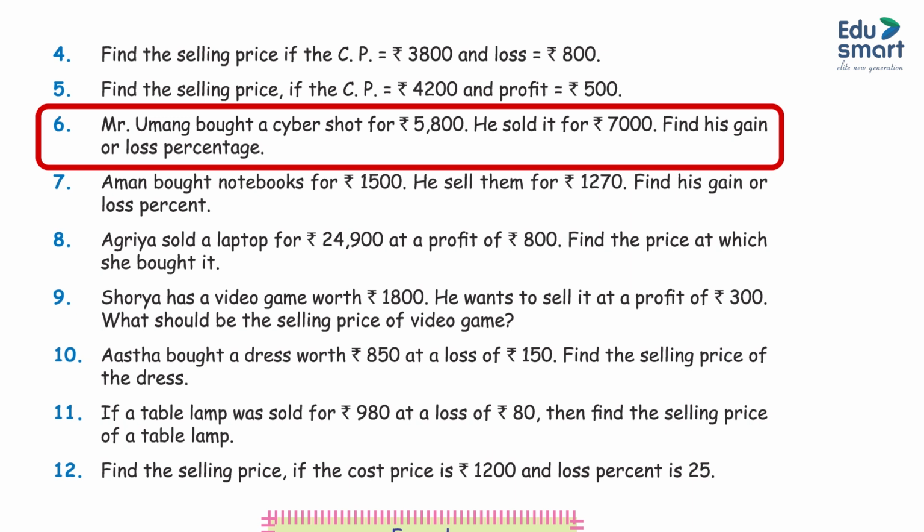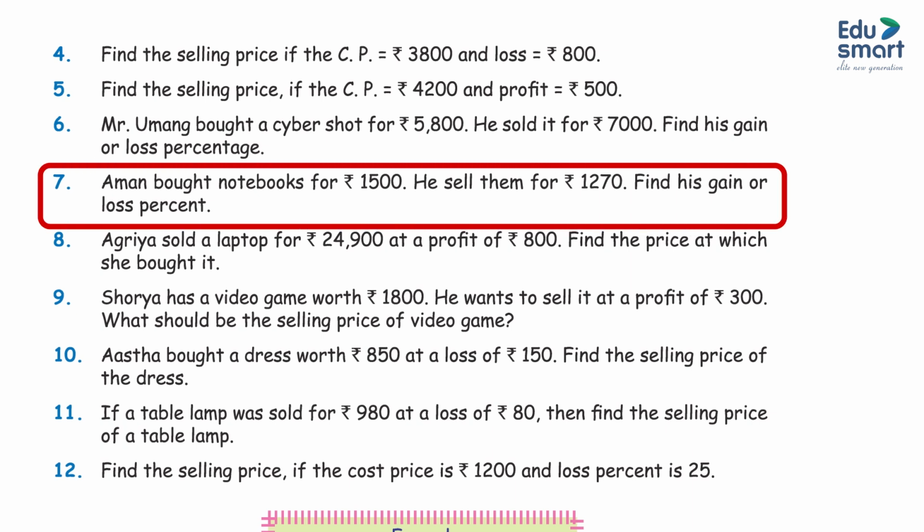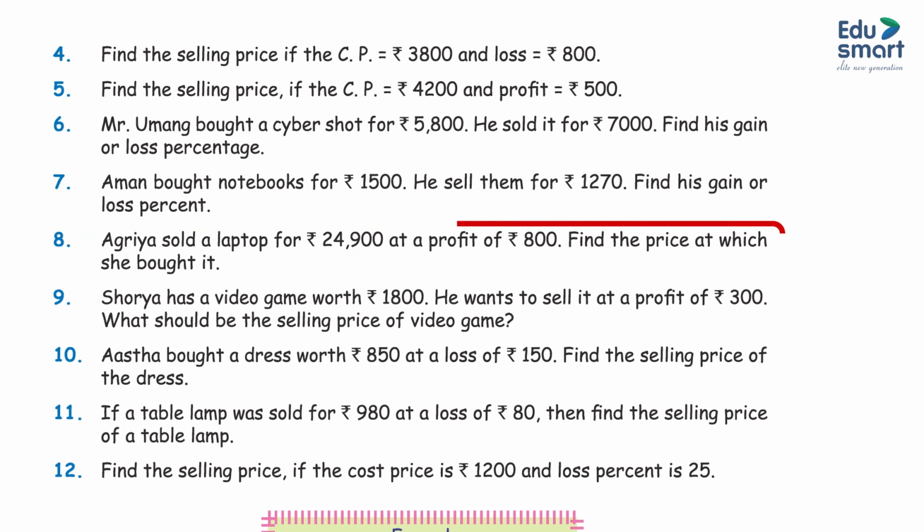Question 6. Mr. Umang bought a cyber shot for rupees 5,800. He sold it for rupees 7,000. Find his gain or loss percent. Answer: 20.69% profit. Question 7. Aman bought notebooks for rupees 1,500. He sold them for rupees 1,270. Find his gain or loss percent. Answer: 15.33% loss.